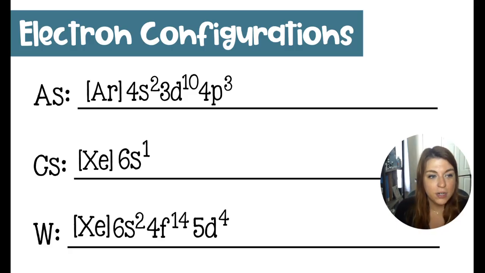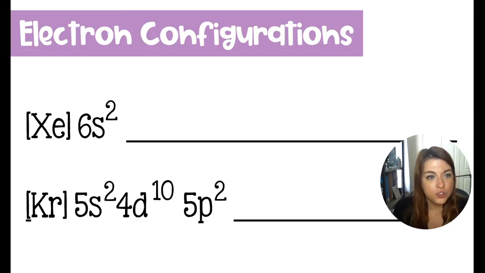The same is true here for cesium and for tungsten. Again, you are going to find the noble gas that is the closest with a lower atomic number and pick up the electron configuration from there. Now, the converse is true as well, and a lot of students think that this is actually easier. You would go from xenon, which here is number 54, and then you just add 2 electrons, and you can find out what element you're working with. See if you can do that for each of these elements.